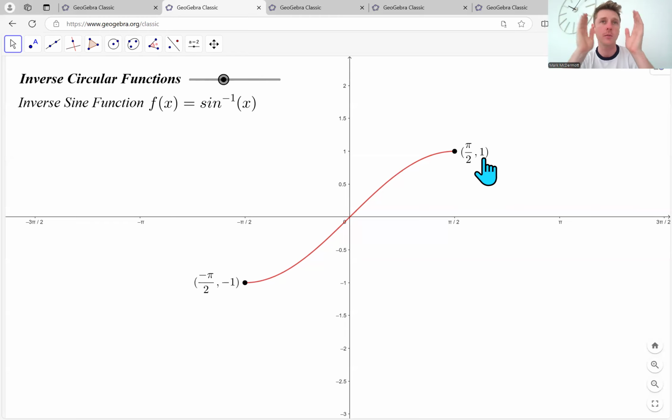Now, you're probably thinking, why do we do it there? We could have done it somewhere else. I think it's just convention. We could have restricted the domain somewhere else and made it one-to-one, but this is conventional, and this is the largest domain you can have such that it's one-to-one.